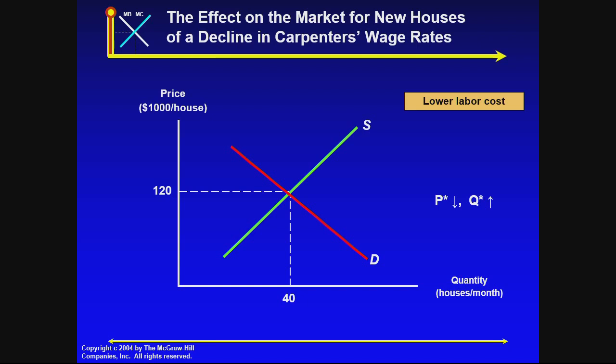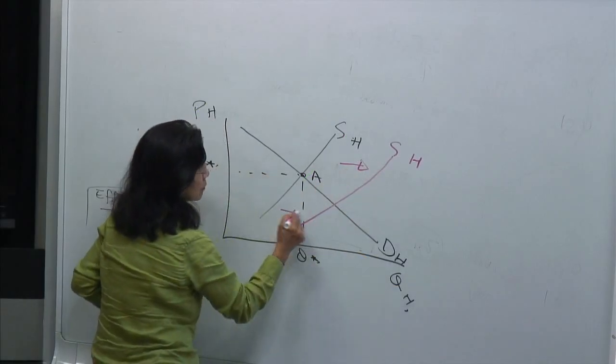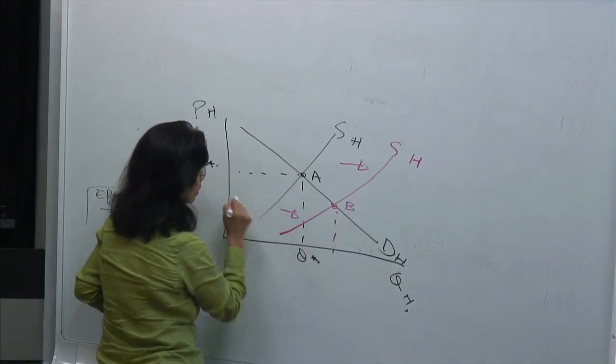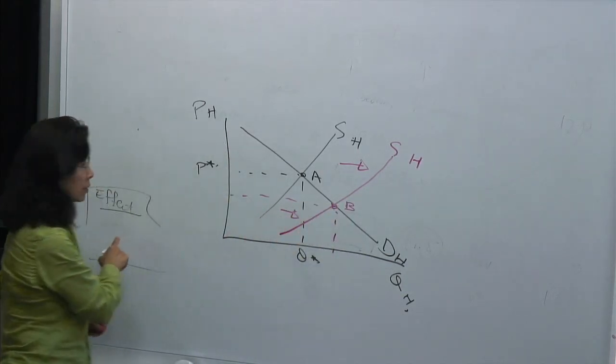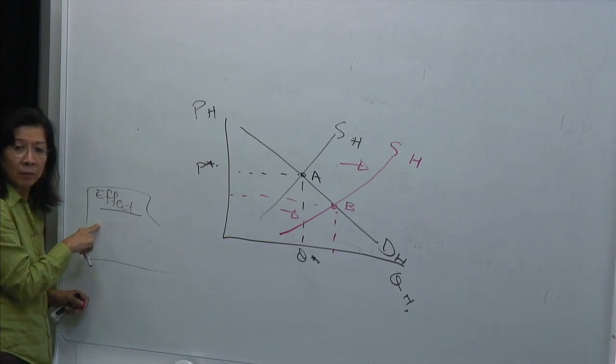Therefore, which line would you expect to move? The supply curve moves to the right. Very good. That's your B right there. So tell me what the effects are here, somebody. Raise your hand if you want to try it.